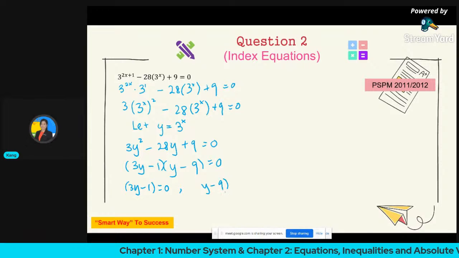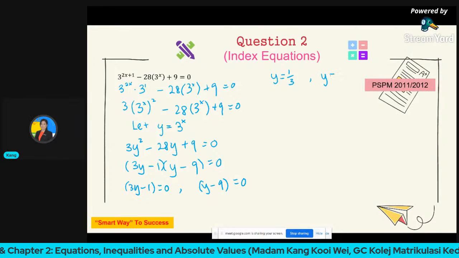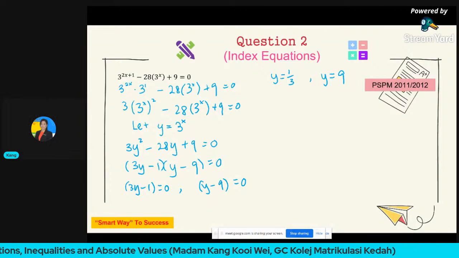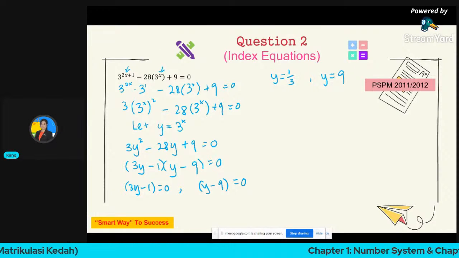Y minus 9 equal to 0. Okay, so you get y equals to 1 over 3. Another one is y equals to 9. The question asks us to get the value of x. Okay, the value of x. So don't stop at y here. You need to continue. Continue by finding the x.